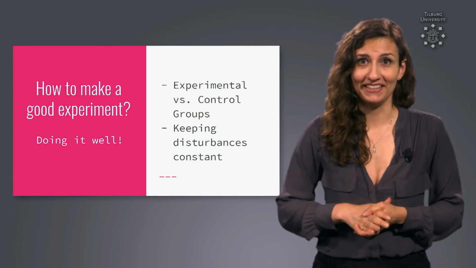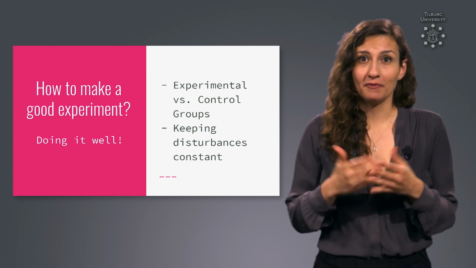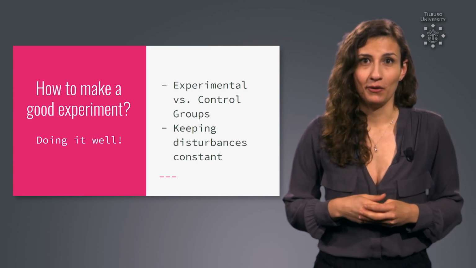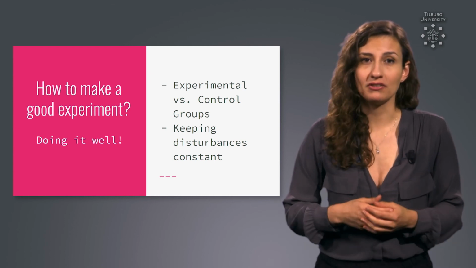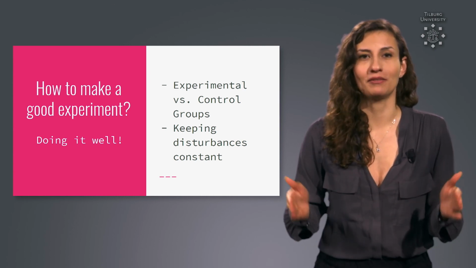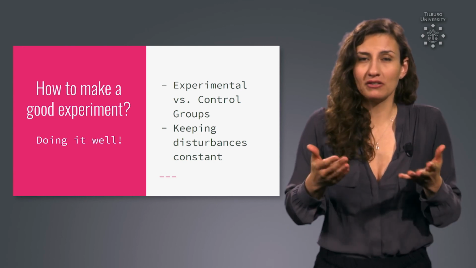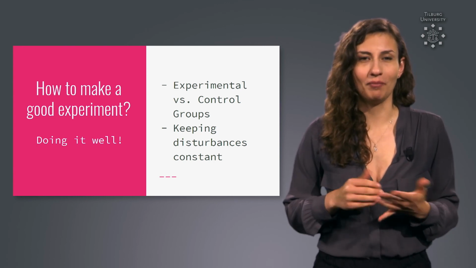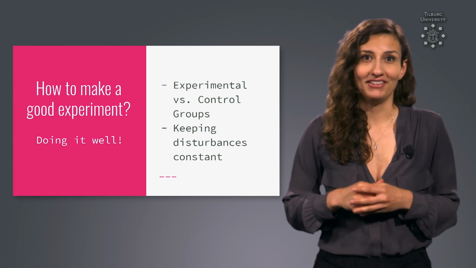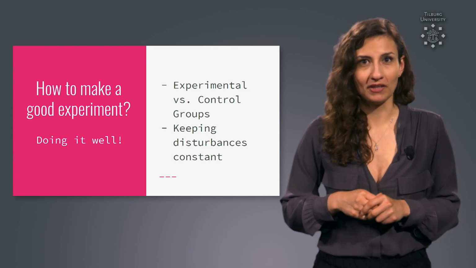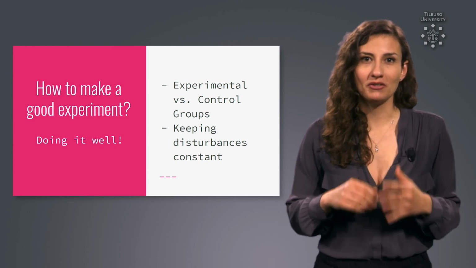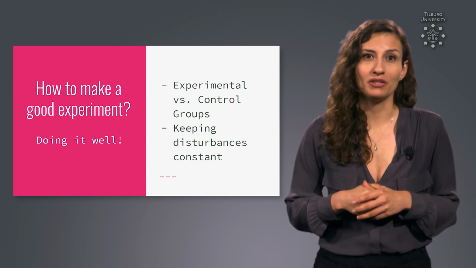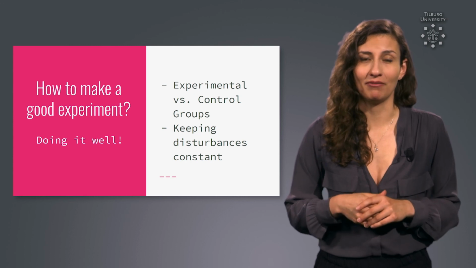So let's sum up. In this part of the course, we have seen how to make an experiment. We have seen what experimental and control groups are and why it's important to keep disturbances constant between them. We have also looked at ways how that goal can be accomplished. In the next part of the course, we will see if we can spot bad experiments and improve them. We will also discuss more generally how to deal with shaky insight we might get from experiments.